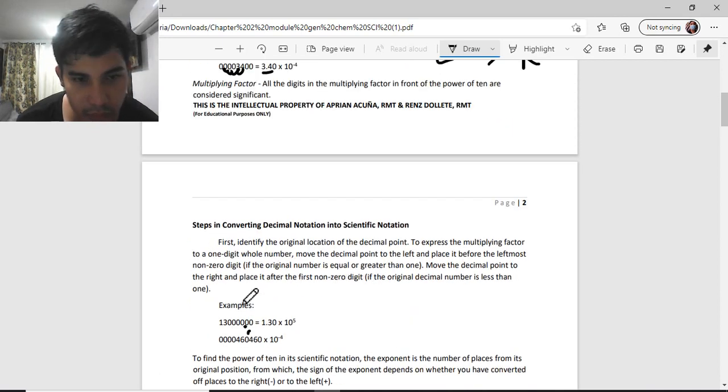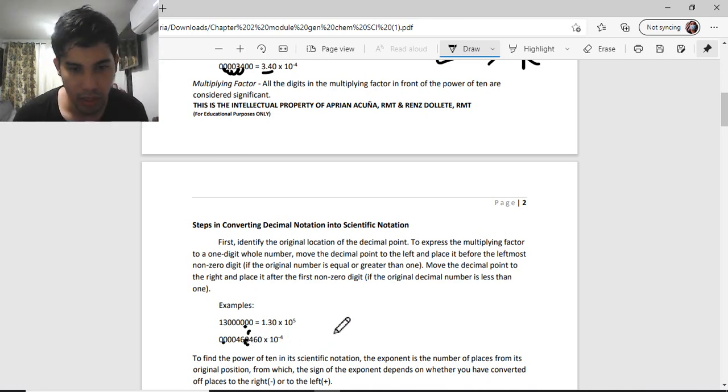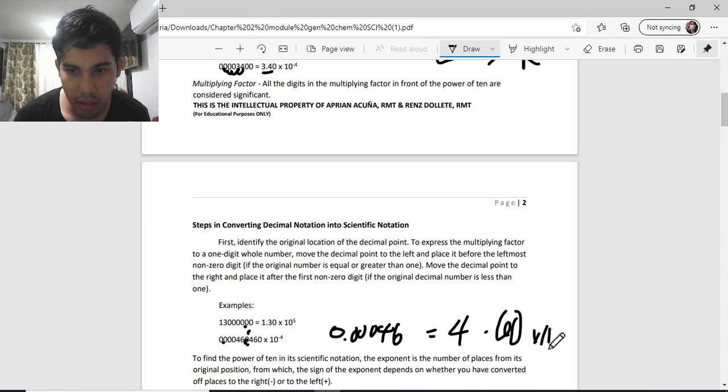Up here, 0.0046. So that is the original. Then this should be equal, so rigid. Okay, it is already in PDF form. When I convert it, the original value is 0.00046. Then, if we make it scientific notation, it is 4.60 times 10 raised to negative 4.